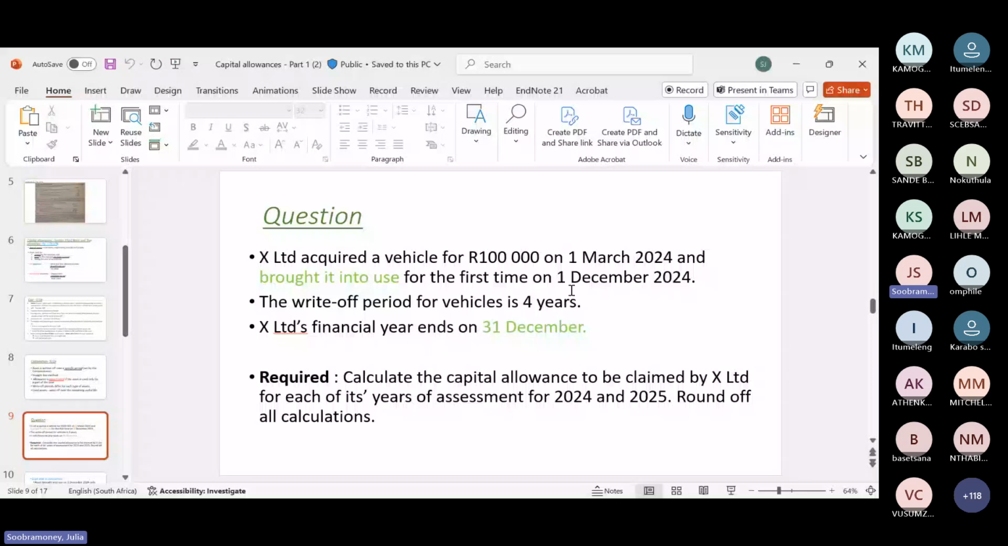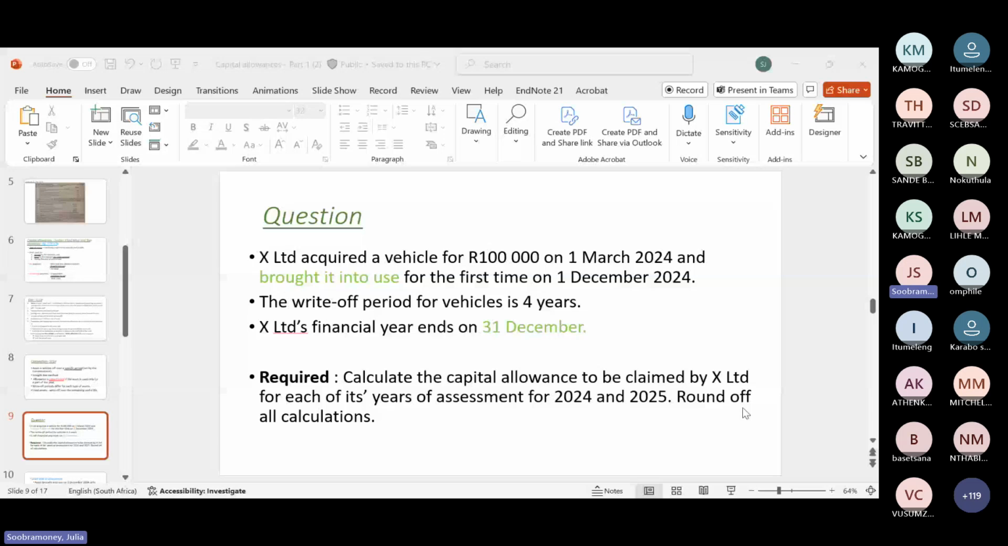Okay, what about for 2025? How many months are you going to calculate the allowance for 2025? Can you please tell me? Is it 1 month? Is it 12 months? How many months for 2025? 12 months, right? Because nowhere in the question did it say we stopped using it. So we assume that we continue to use it. Okay, correct, 12 months. Right, so let's have a look at the solution.